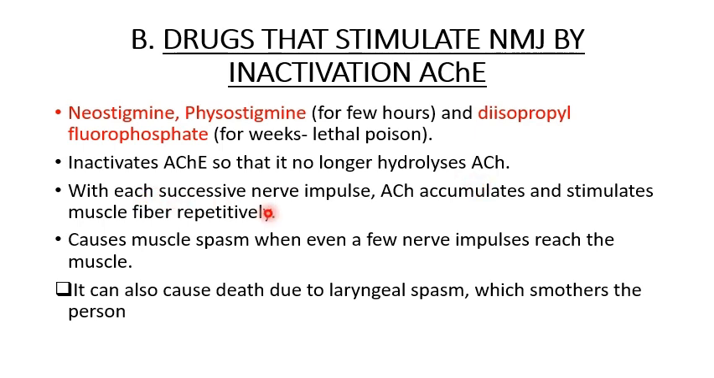With each successive nerve impulse, acetylcholine accumulates and stimulates the muscle fiber repetitively, causing muscle spasm even when a small nerve impulse reaches the muscle fiber. Since acetylcholine esterase is not present for the hydrolysis of acetylcholine, repetitive nerve impulses cause the accumulation of acetylcholine, which can be a cause for the muscle spasm. It can also cause death due to laryngeal spasm, which smothers the person.